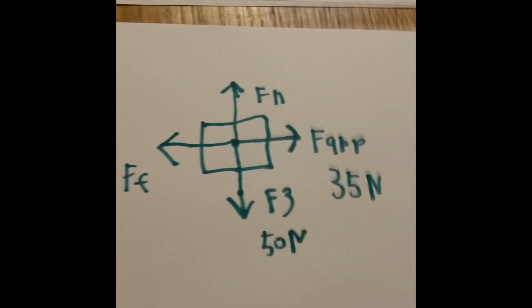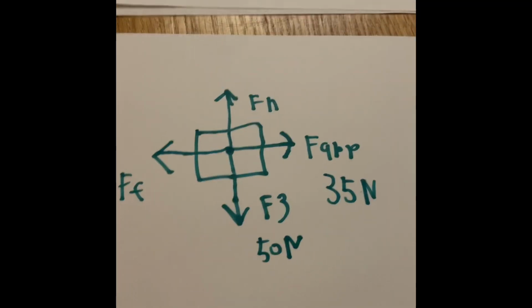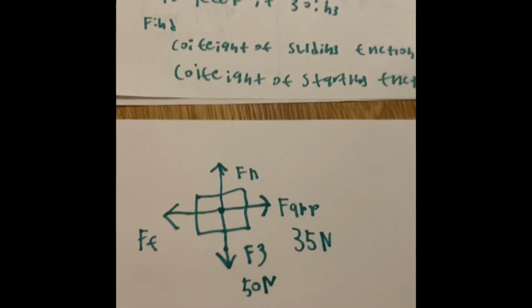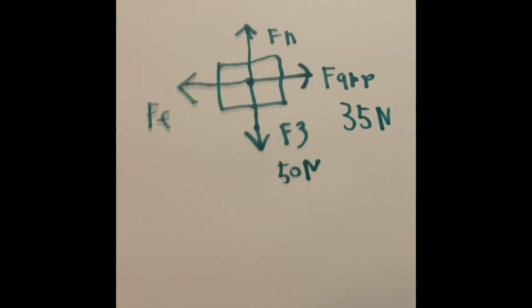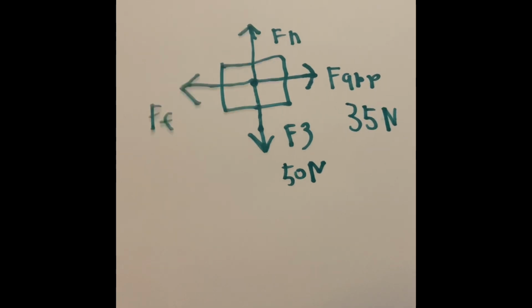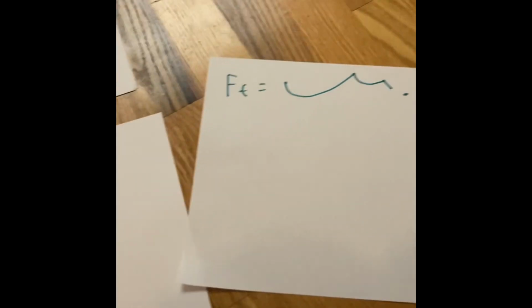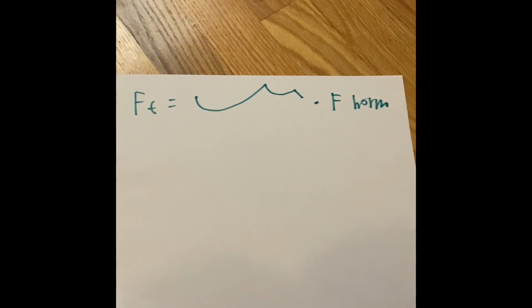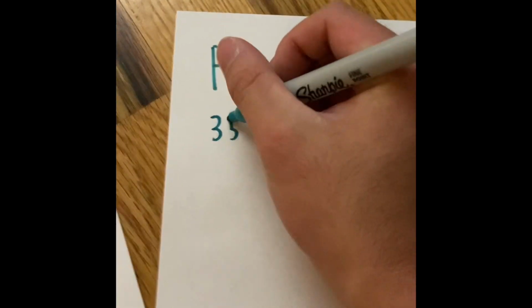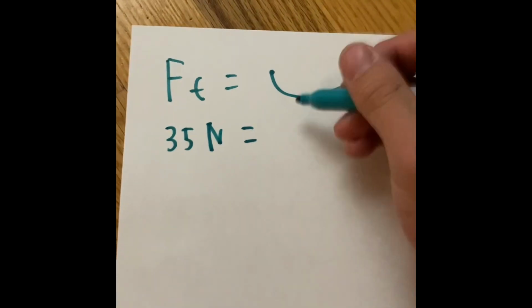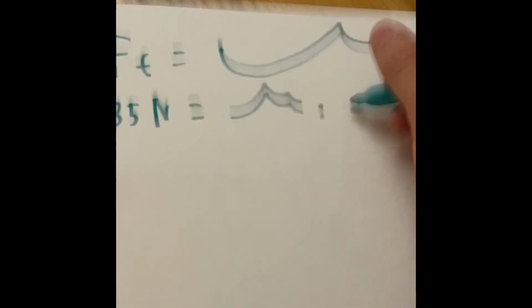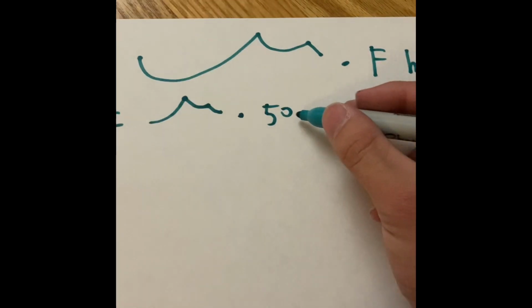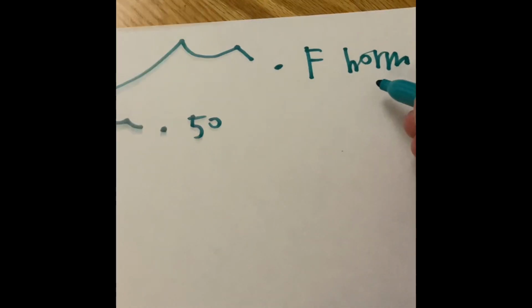So here is what we're going to do for the first one. We are going to try to find the starting coefficient, the one on the bottom. We're trying to see what is the starting coefficient for friction needed to make the block go. So we got the formula over here. We have 35 newtons right there. That is going to equal our mu, then we have to multiply that by 50, because that's our gravity, but also that's our normal force.